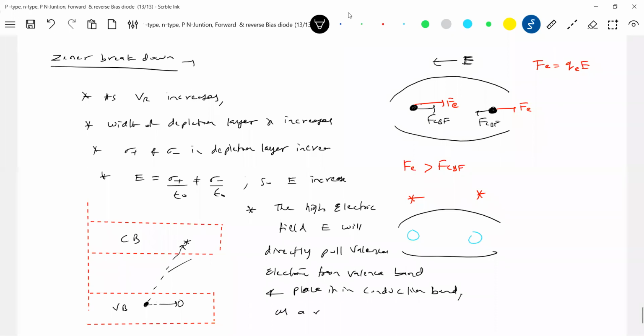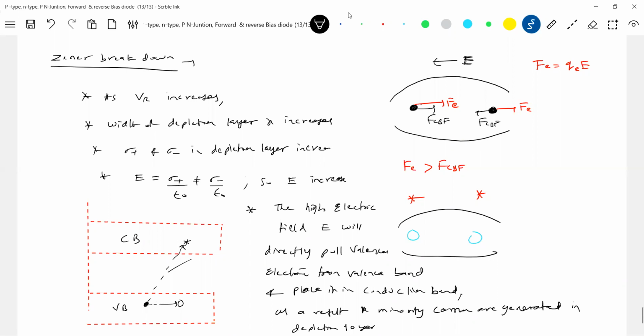As a result, minority carriers are generated. Not one, millions, from millions of covalent bonds, by the electrostatic field in the depletion layer. Where does this occur? Everything is generated in the depletion layer. Suddenly the electrostatic field starts pulling the valence electrons from the valence band. So we get one free electron, one hole. Like this, millions are generated and a large current flows.